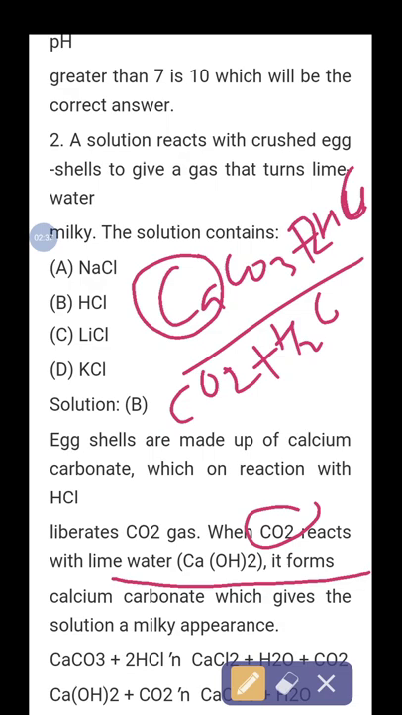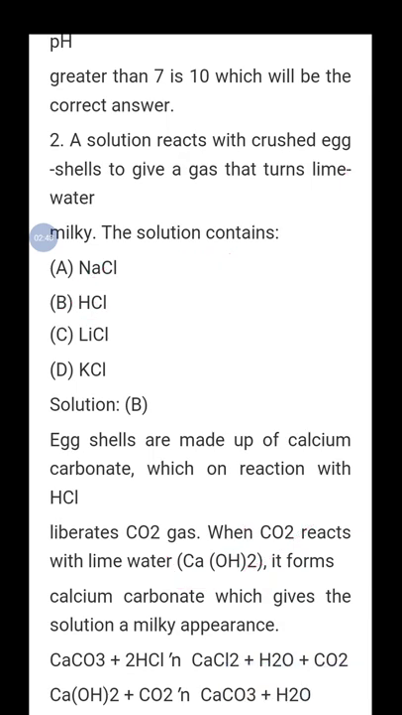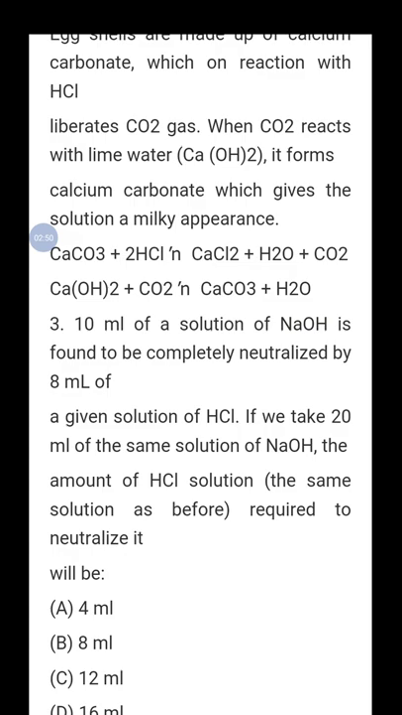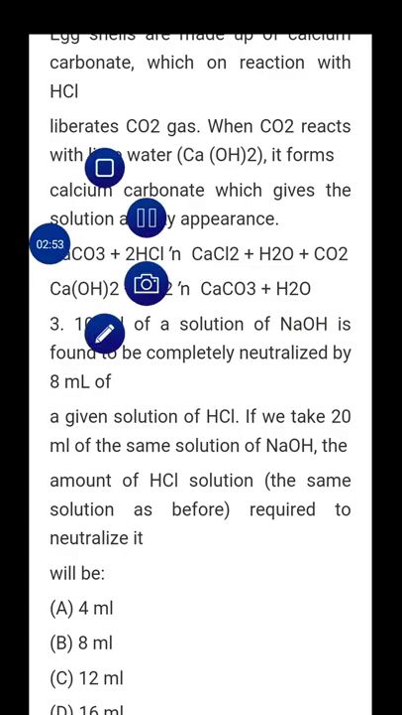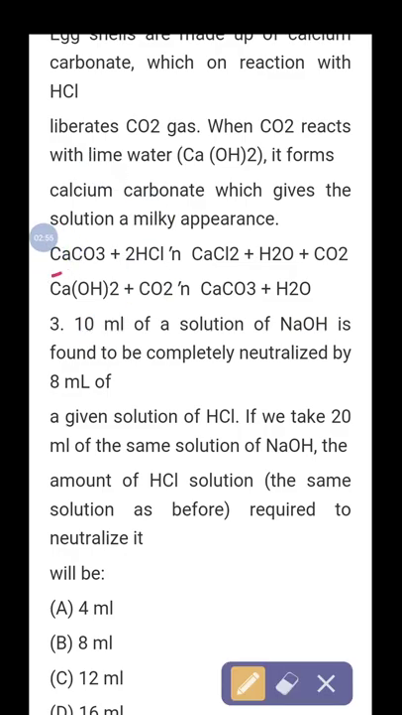which gives a solution of milky appearance. The milky appearance is due to Ca(OH)2, hence the option B is correct. Okay, the reactions: CaCO3 plus 2HCl gives CaCl2 plus H2O plus CO2, and Ca(OH)2 plus CO2 gives CaCO3 plus H2O. Okay, now come to the next question.